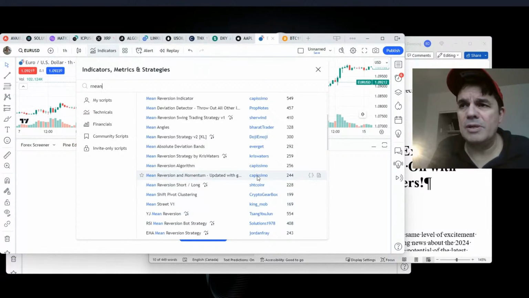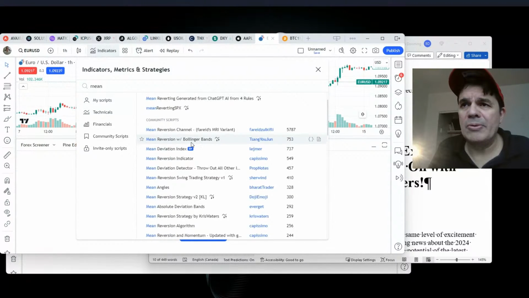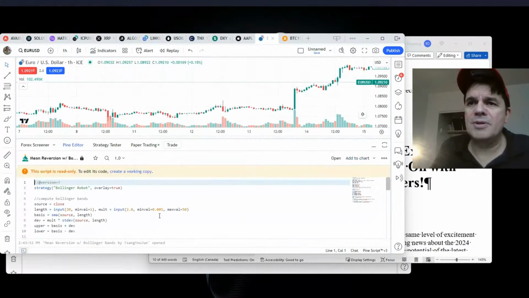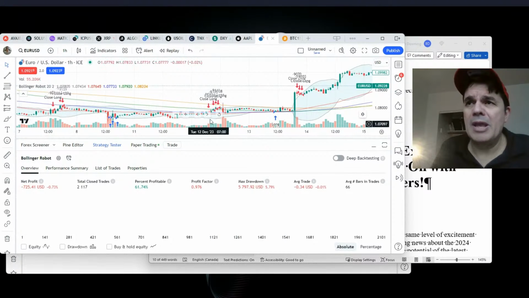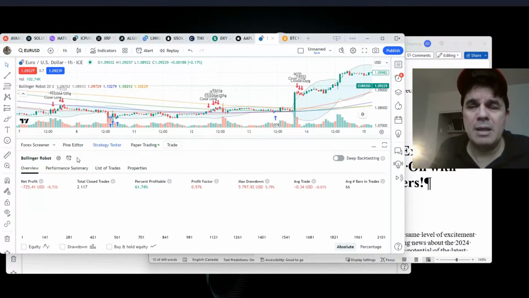Let's see here. What can we use? Deviation bands. Maybe this one. We need to see some signaling here. Okay, we could try this one, the Bollinger. Let's try that one. Okay, so we'll add to chart. Yeah, so here we go. We got some signals here, the close long. My apologies to find that.